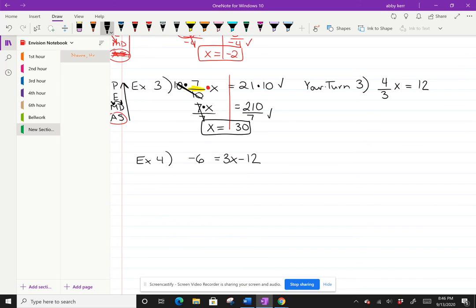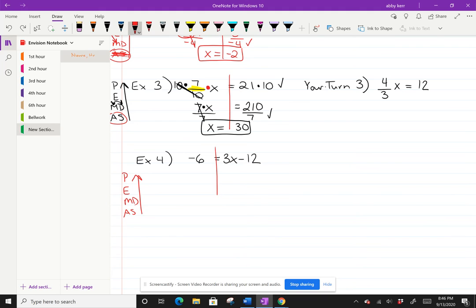Okay, so if you are listening to example 4 in these notes, then that means you are done with your turn number 3. Now notice, if I draw my vertical line, the x is now on the right-hand side. That's okay. I know we get in a habit of writing the variable on the left, but it can also be on the right. So I'm still going to do my order of operations backwards. But now my eyes are going to be looking on this side because that's where the x is.